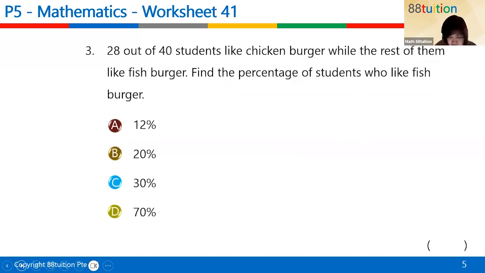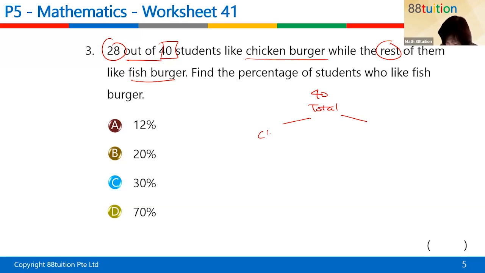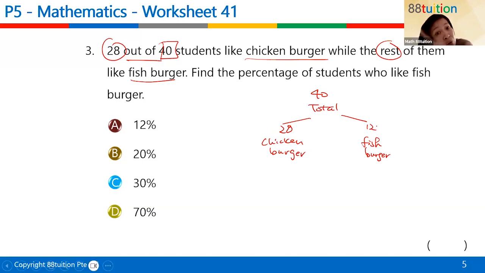Question number 3, 28 out of 40 students like chicken burger, while the rest of them like fish burger. So there are 40 students, which is the total. All right. And you split into 2 types of food. One is the chicken burger, which 28 of the students like. And then the rest of them are fish burger. So you use 40 minus 28, this will give you 12.